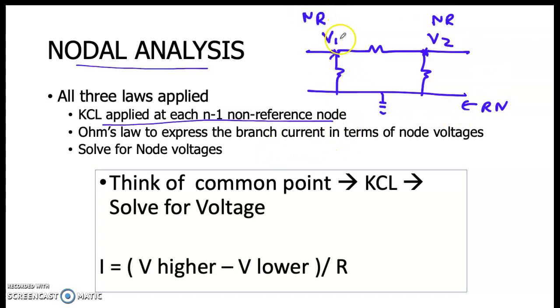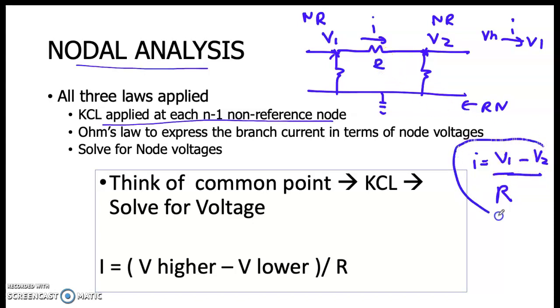So how are you going to solve this one? So let's say you are going to find the current across here, I, right? So now what is the current I here? So you need to use Ohm's law. Ohm's law says I is equal to V over R, right? So looking at the direction, usually the current will flow from the high potential to the low potential. So what is the high potential? V1. What is the low potential? V2, divided by R.